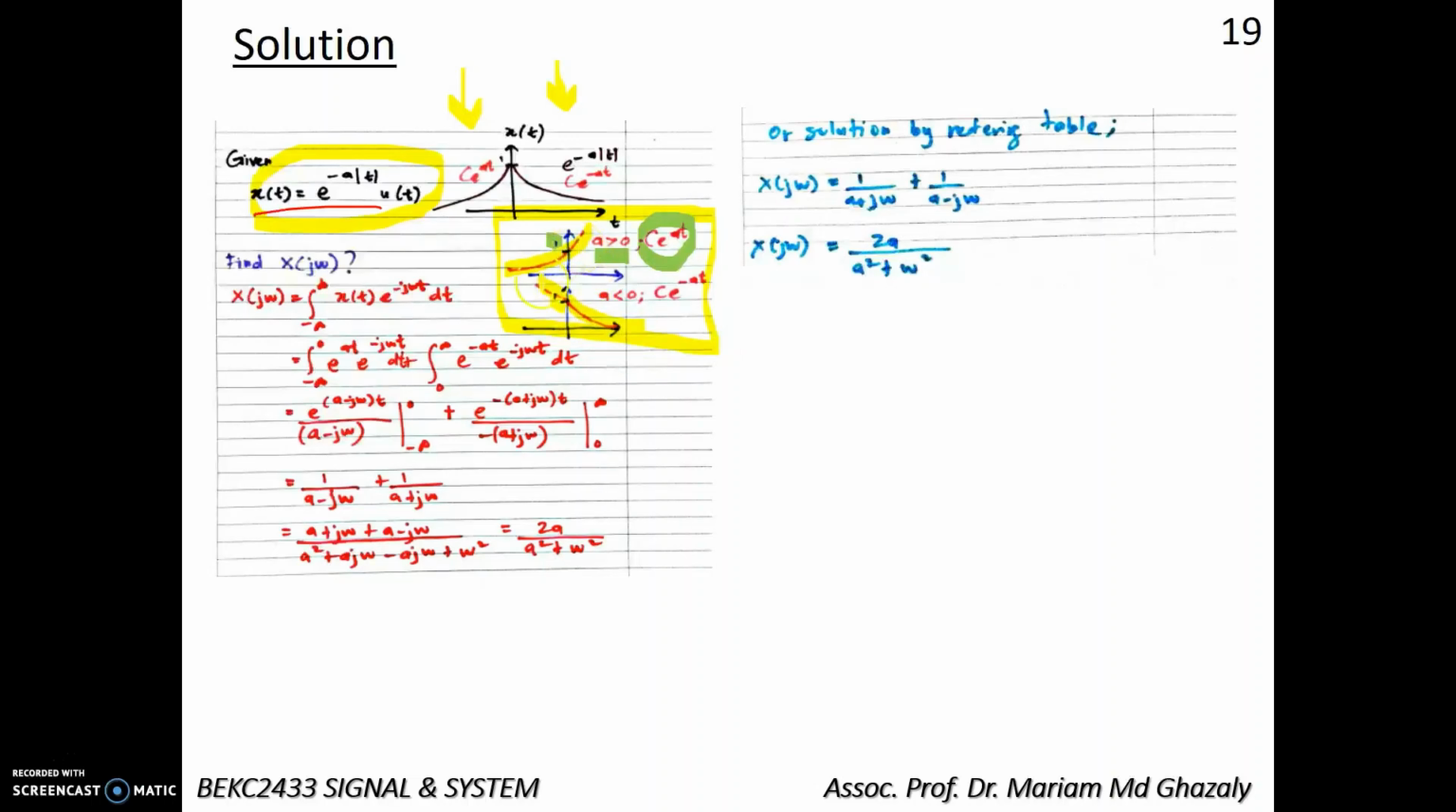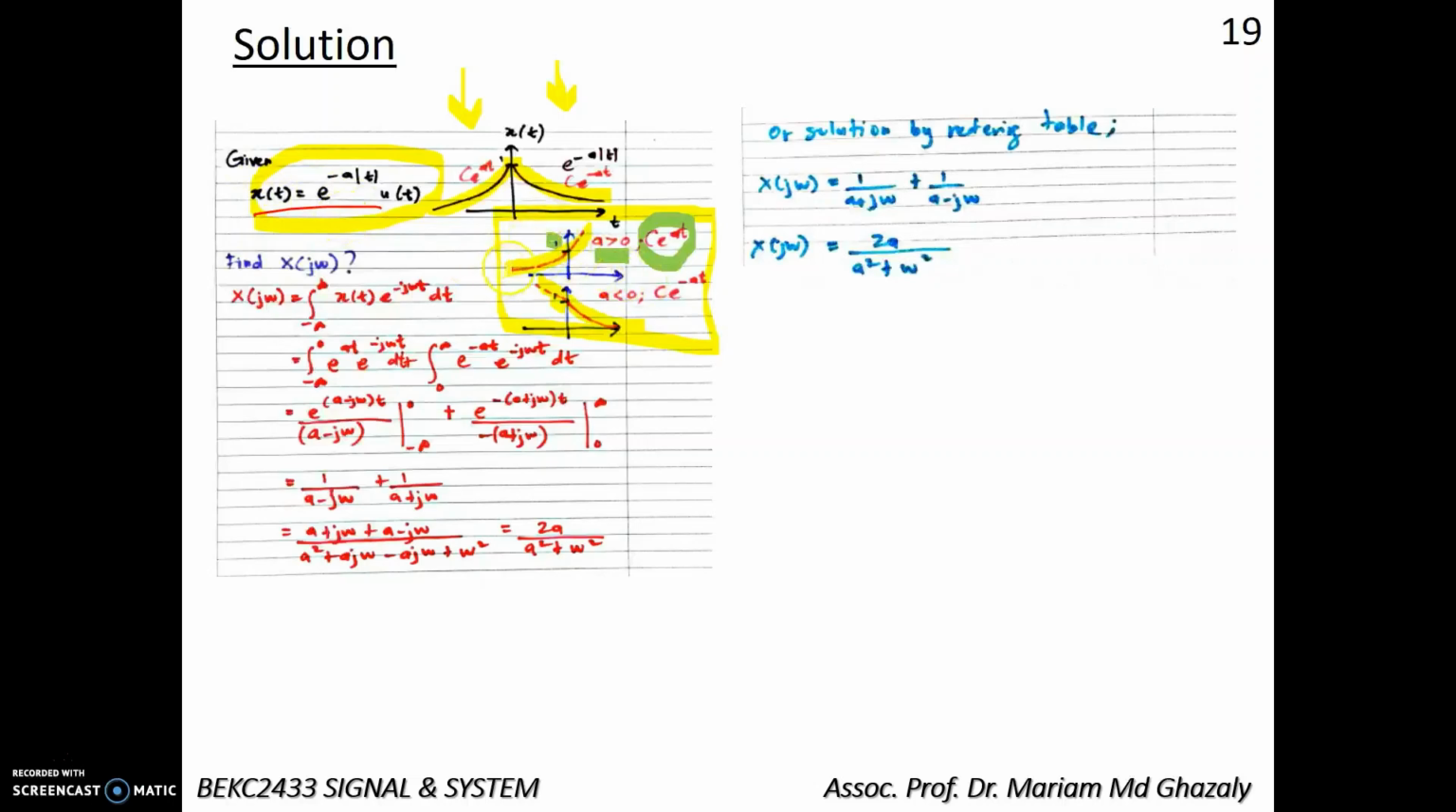So when you combine this, you will get this signal for e to the minus a modulus t, which means that you have the cross-section at 1, because here C is equal to 1. For the positive part, it's going to decay down, and for the negative part, it's going to increase to 1 and meet at the value 1 here. So this is how you plot this signal.